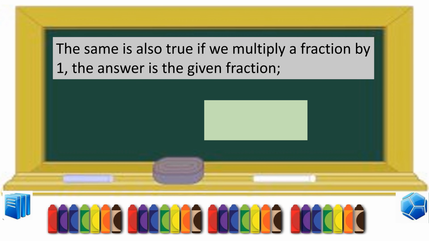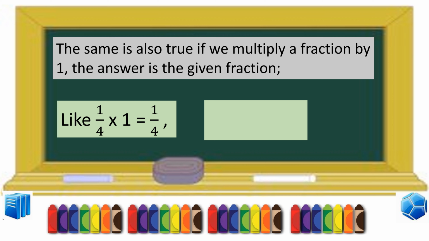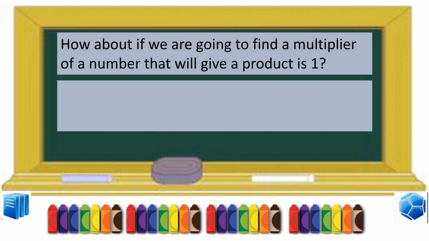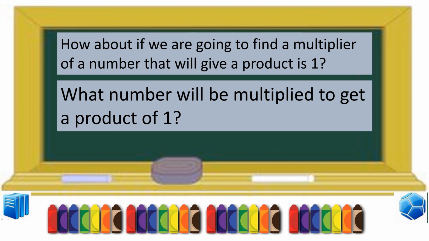The same is also true when we multiply a fraction by 1. The answer is the given fraction. Like, 1/4 times 1 equals 1/4. 2/3 times 1 equals 2/3. How about if we are going to find a multiplier of a number that will give a product of 1? What number will be multiplied to get a product of 1?